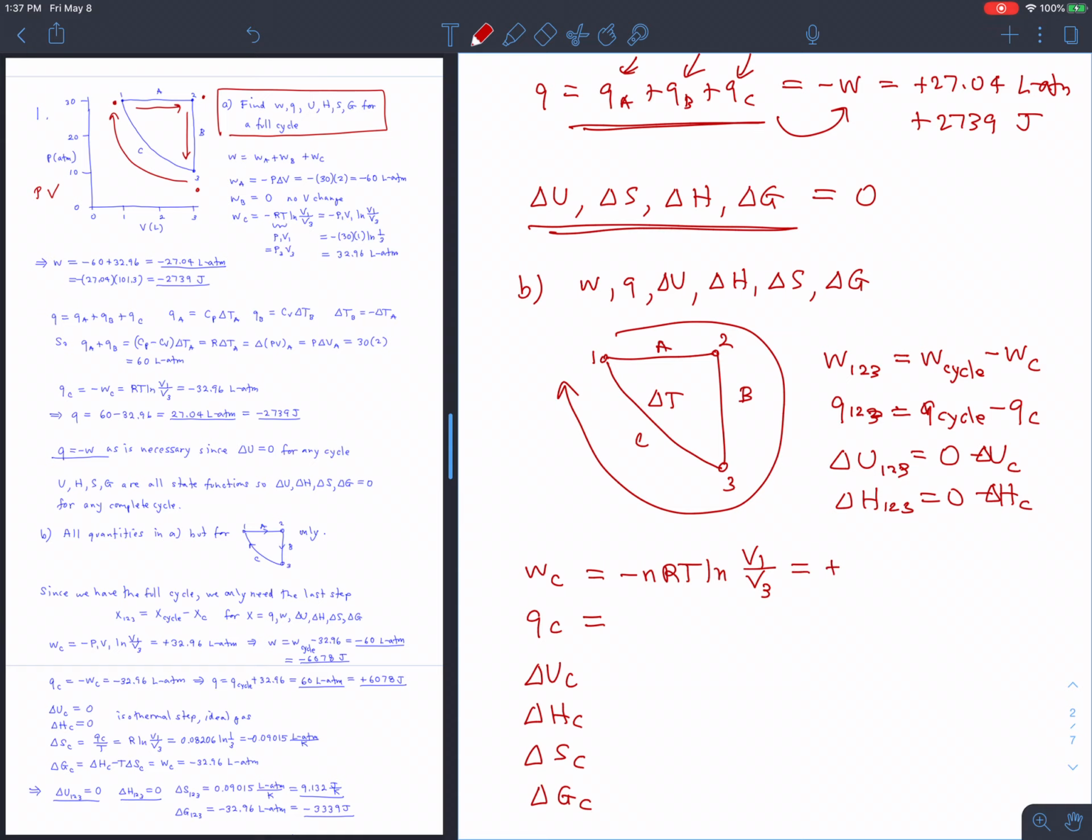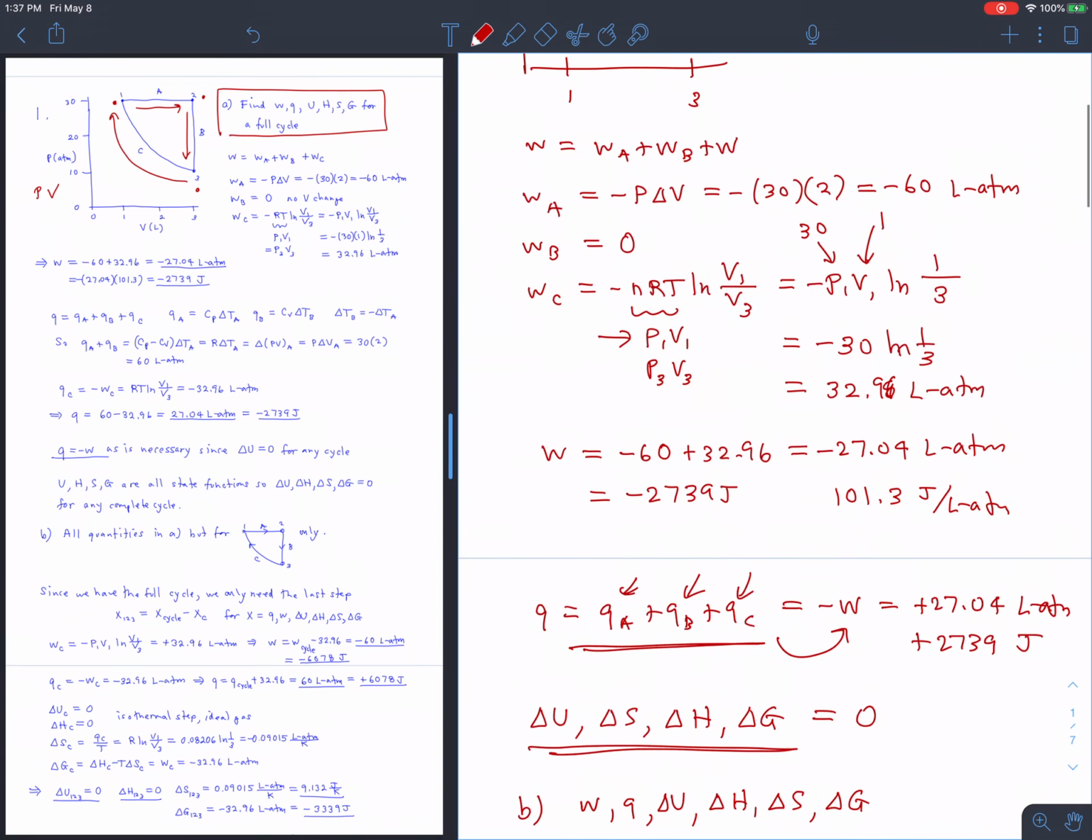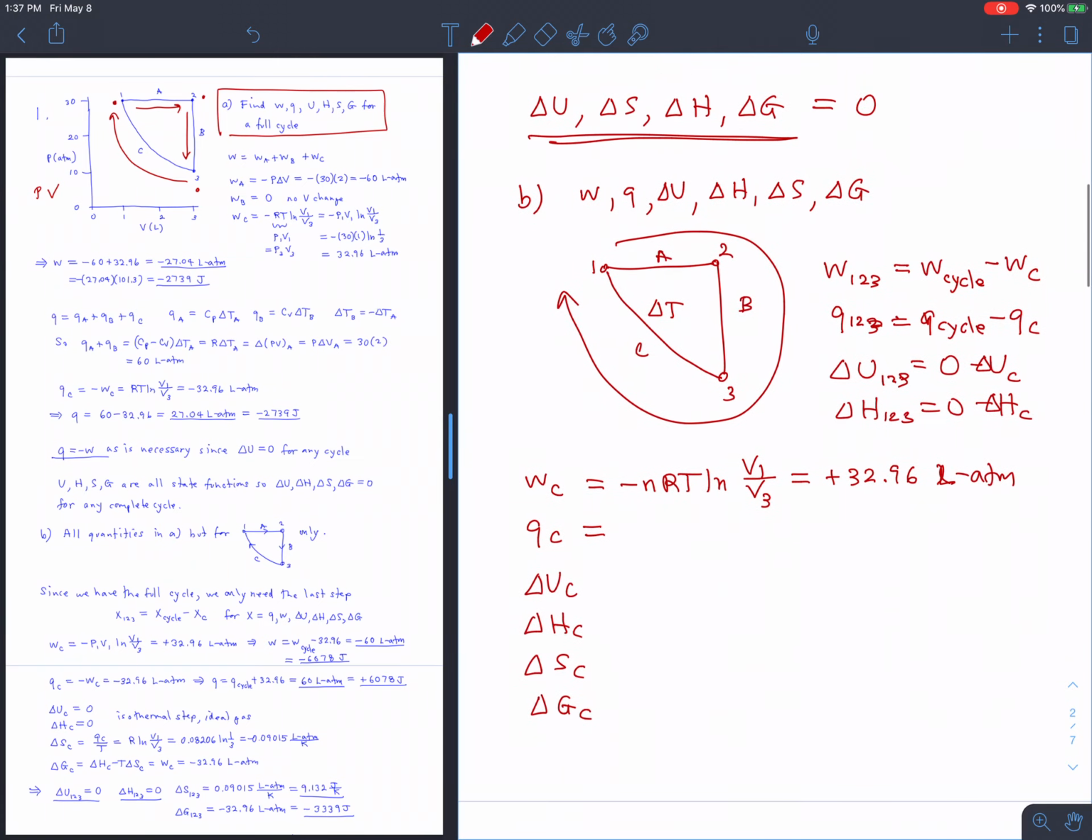It's plus 32.96 liter atmospheres. And so the work, I'll just leave that for now. We'll come back and do the work later. Let me make sure I got that number right. Yes, it's plus 32.96. And for the heat, it's an isothermal process, so heat has to equal minus W, so it's minus 32.96 liter atmospheres.